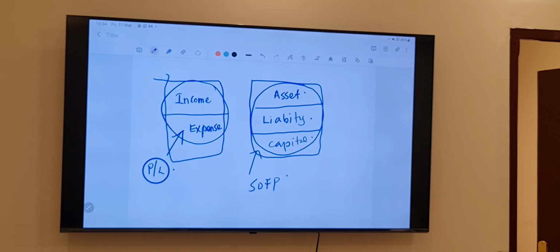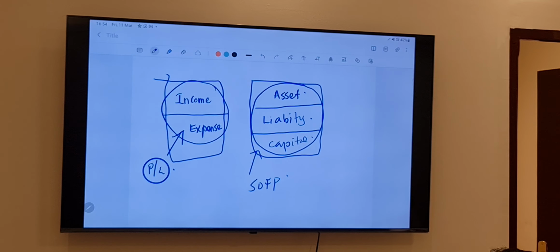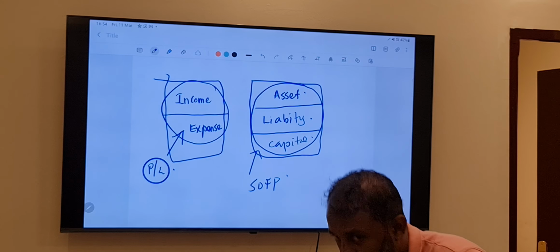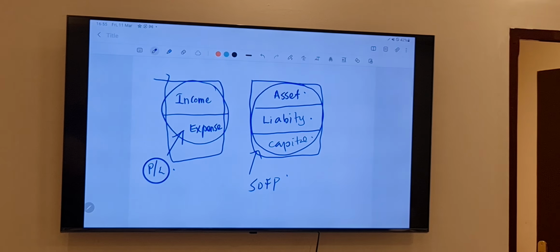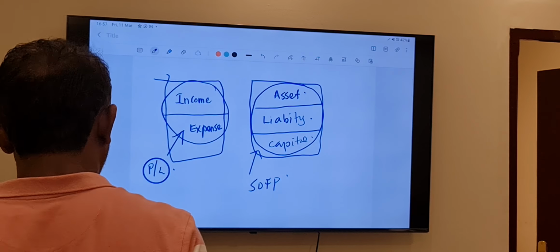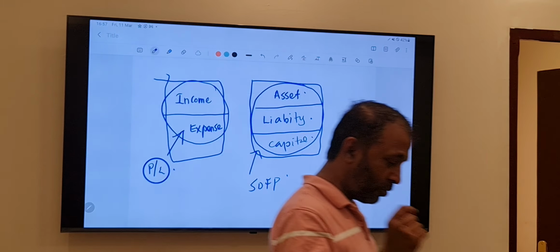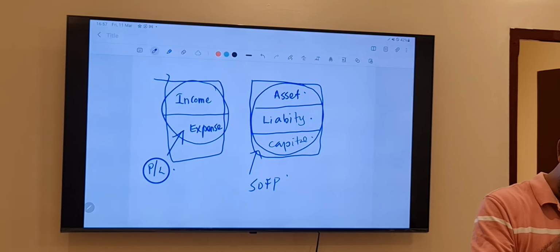First elements of what? Pardon? First one, income, elements of financial statements. Yes. So now let's try to define these 5 elements.